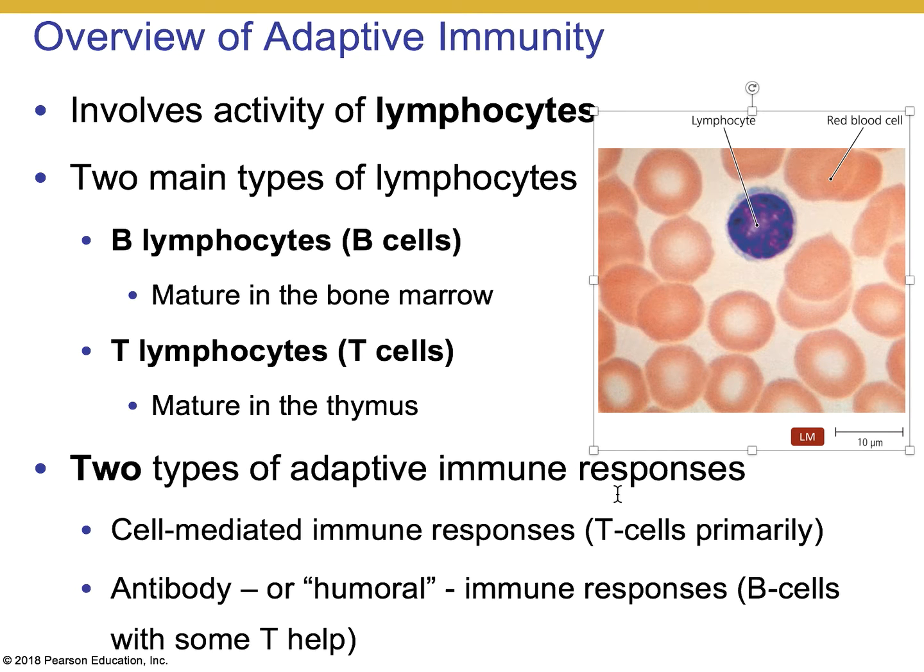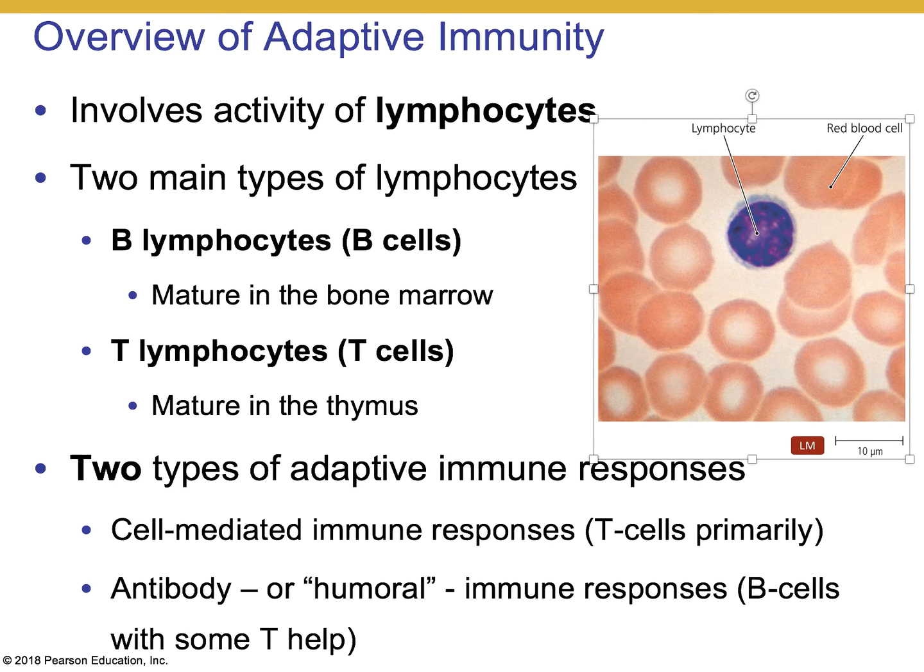And there's two types of cells in adaptive immunity. We're going to look today at two specific types of responses. The first of these is referred to generally as cell-mediated immunity, and that is carried out by the T cells almost exclusively. And the second type of adaptive immune response involves the B cells, and this is the antibody-based or humoral immune response.